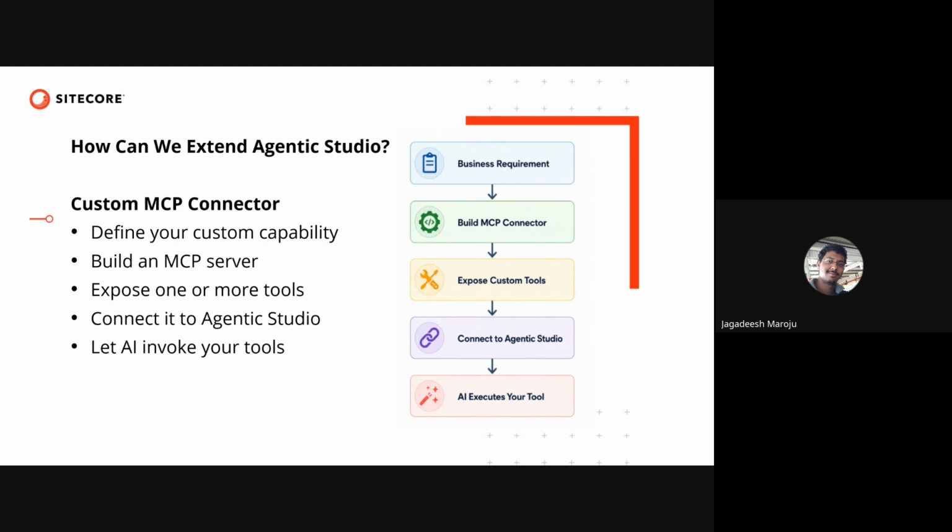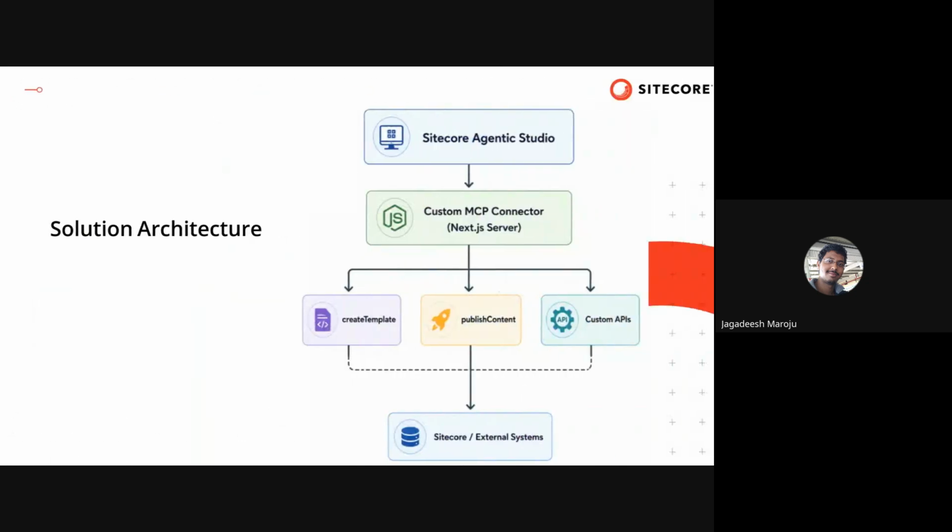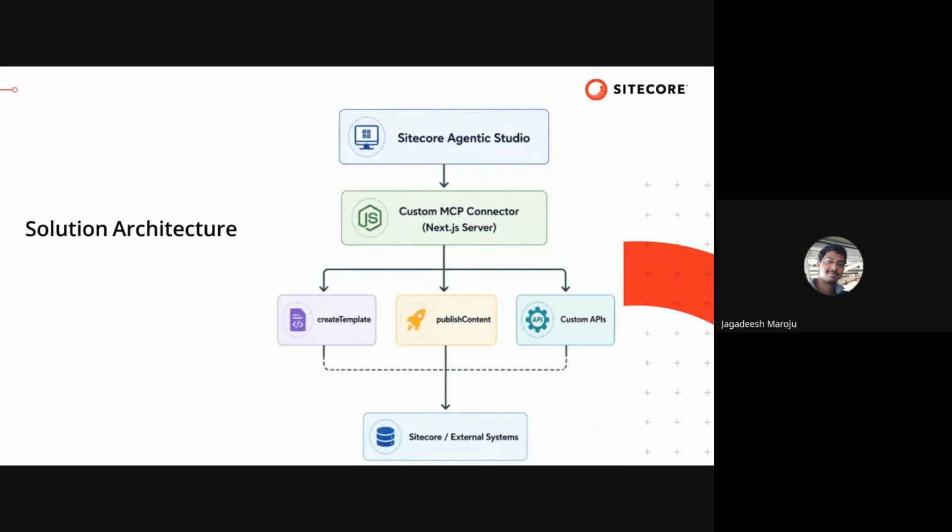So let's look at the architecture of this solution and how all these pieces fit together. This is a high-level architecture of the solution. At the top, it's Sitecore Agentic Studio, which acts as your MCP client. When a user submits a prompt, the AI determines whether one of the available tools can help answer the request. If it can, it invokes the appropriate tool through the MCP protocol. Then the request is sent to the custom MCP server, and that server routes the request to the correct tool. In our demo, it's going to be create template.